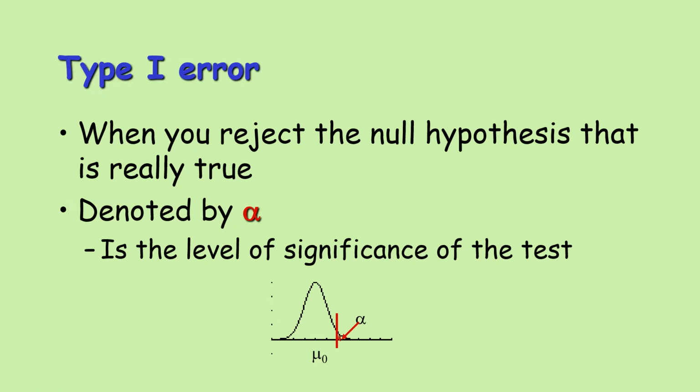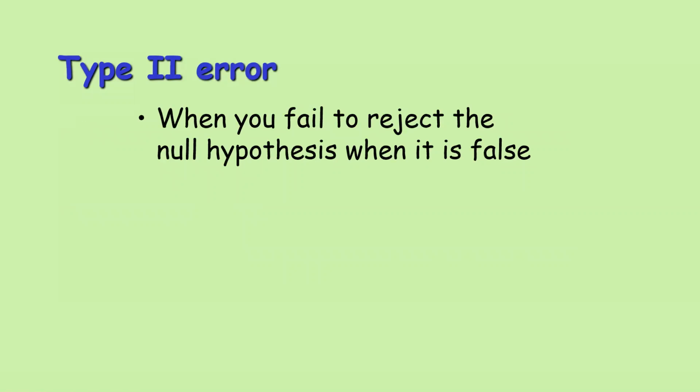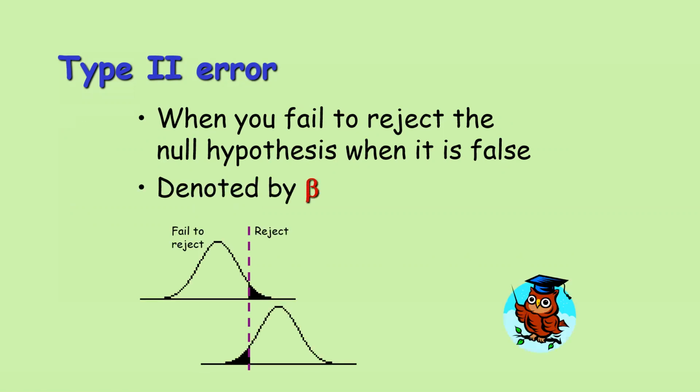So type 1, you reject the null that is true. Type 2 is when you fail to reject the null when it is false. So think FF: fail to reject a false. It's denoted by beta.